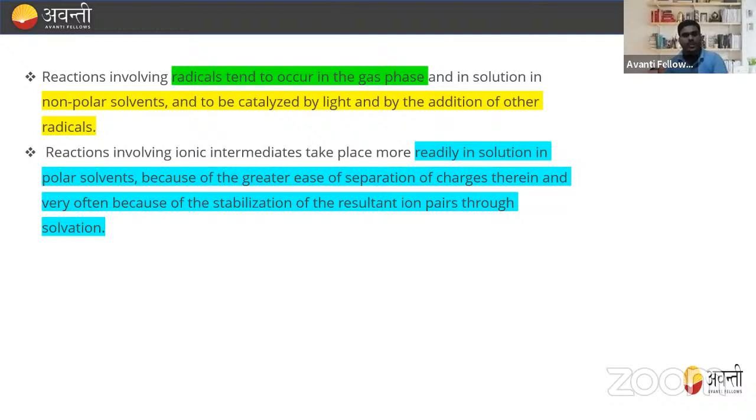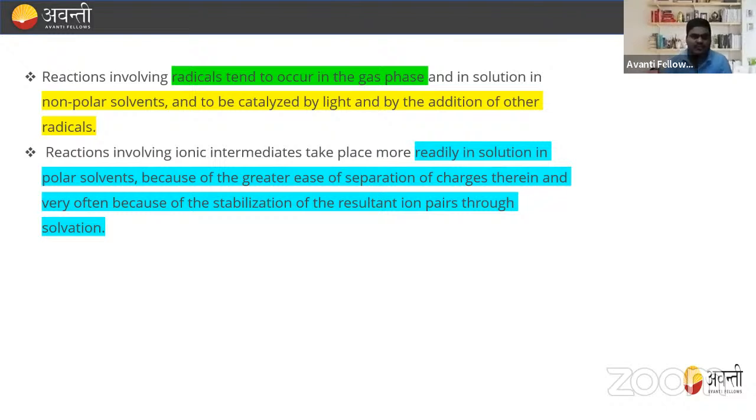Now, reactions involving radicals tend to occur in the gas phase and in solution in non-polar solvents, and to be catalyzed by light and by the addition of other radicals. So in the reaction involving the radical, a free radical will be formed. This point is very important to note.